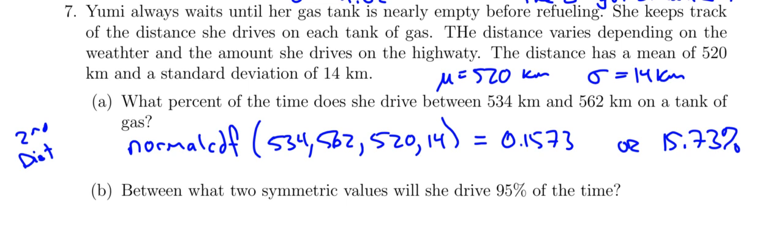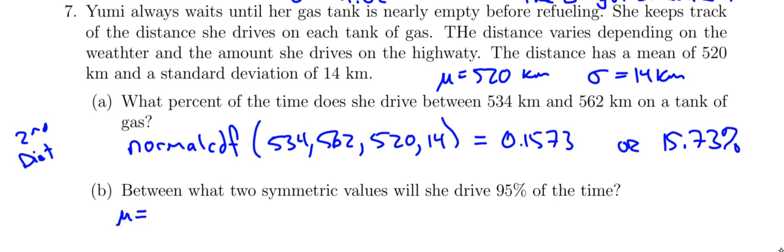Now, between what two symmetric values will she drive 95% of the time? You may remember from the beginning, one of the approximations that we came up with was for how the standard deviations cut up the normal distribution. If you're one standard deviation on either side, that's roughly 68%. If you're two standard deviations out, that's roughly 95%. So this is really close to 95%.